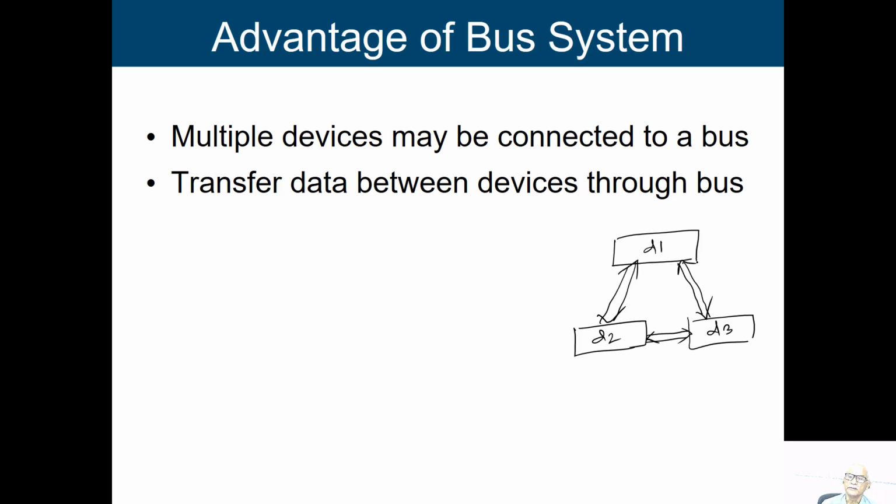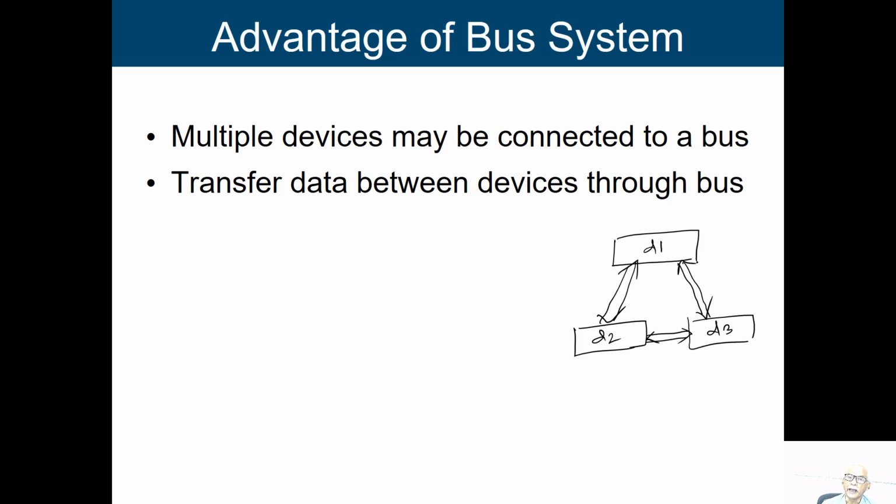Here, for 3 devices, we get 3 different buses. Now, if we increase the number of devices, say to n devices, you can imagine how many communication channels we will need, because we have to provide for transferring information from any device to any device.